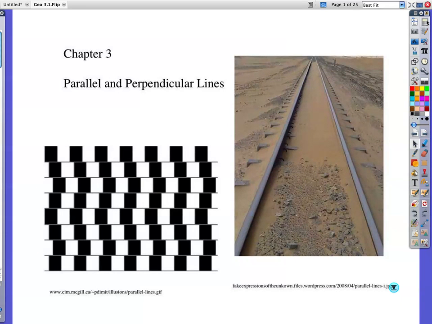Okay, here we are, Chapter 3, Parallel and Perpendicular Lines. And I have the most awesome example of parallel lines there, those railroad tracks. Lovely. And if you look over there on the left, it looks like they are not parallel, but if you really wanted to take the time and look at the actual lines along here, you would find that they are truly parallel. It's a little bit of an optical illusion.